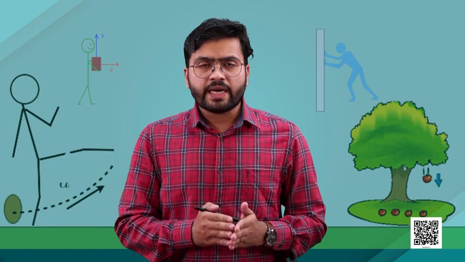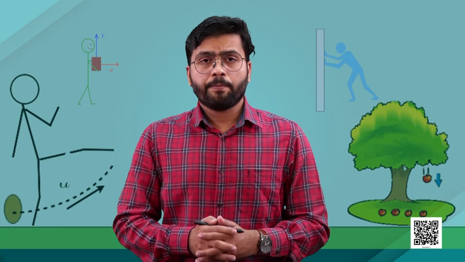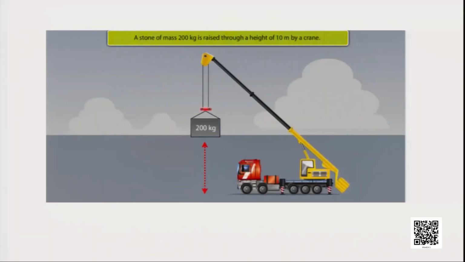So here we define the rate of work as nothing but how fast or how slow that work has been done. So the rate of doing work is defined as power. That means a powerful machine can perform certain work very quickly, whereas a less powerful machine can do a certain work very slowly or will take much more time. So in order to understand the concept of power, let's take an example.